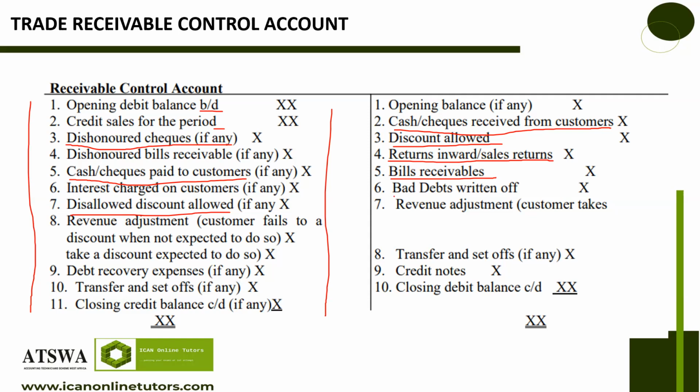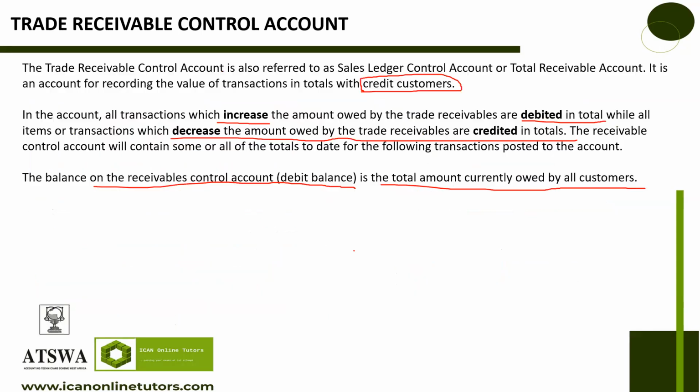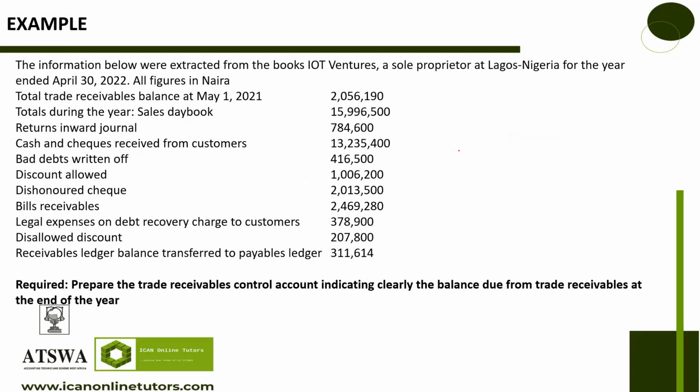The same thing with bad debts written off. This guy is owing you this amount. You have written off a portion of it to say you are no longer owed that. You will reduce the receivable. So if you look at all these items on the right side, they are used to reduce the value of this receivable. And it goes back to what we said here: all transactions that increase the amount owed by the trade receivable are debited, while all transactions that decrease the amount owed by the trade receivables are credited.